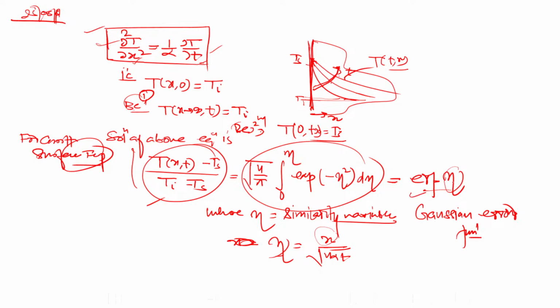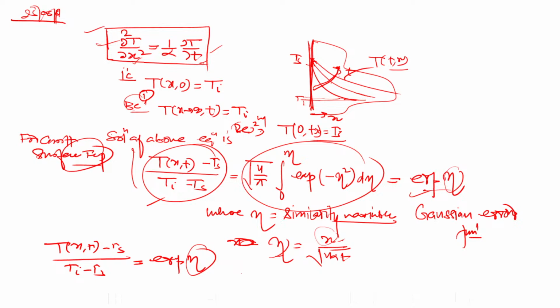And once you find the value of this, then to find the error, for example, suppose what is the meaning of this? Try to understand. This is nothing but T at x and time t, minus Ts upon Ti minus Ts. Clear? It is equal to error function eta. And you know eta is what? Where eta is x upon under root 4 alpha t. Alpha is known to you.